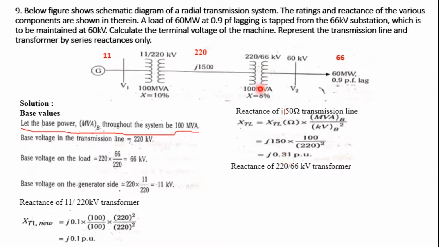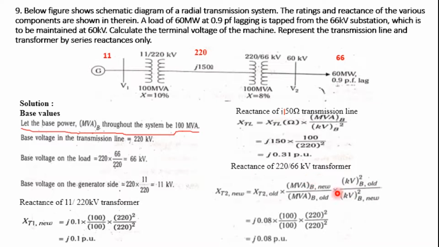Similarly for the transformer 220 by 66 kV. Here we know that Xt new is equal to Xt old into MVA base new by MVA base old into kV base old square by kV base new square. Here this is the transformer having X equal to 8% reactance, which is 0.08. 100 by 100, 220 square by 220 square. I am considering the ST side of the transmission line. Okay, so I will get 0.08 per unit.